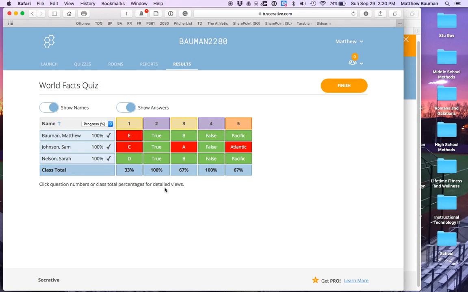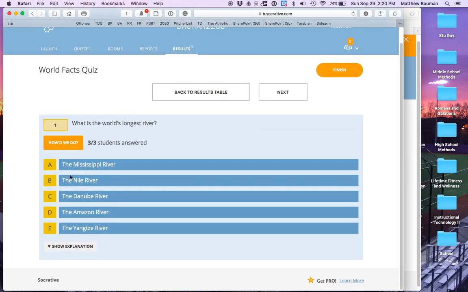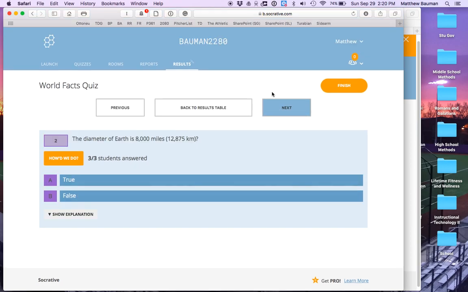In addition, the teacher can then go through the results with the class and go question by question and show how many got it correct. So for example, for this first question, we can see the question and then click on how do we do, and then it shows up, oh, one of the 3 people got this question correctly, so we should probably go over this again. Where for question 2, all 3 people got that correct. So that's a question you would not have to review in the future.